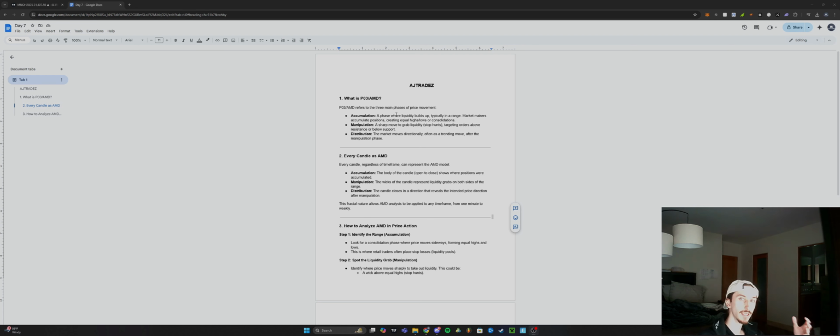What exactly is PO3 or AMD? Okay, so PO3, what it stands for basically is power of 3, right? It's 3 stages in price. And basically, accumulation, manipulation, distribution is what it is, right? So it refers to 3 main phases of price movement, okay?